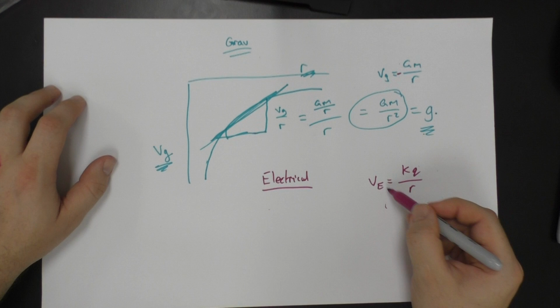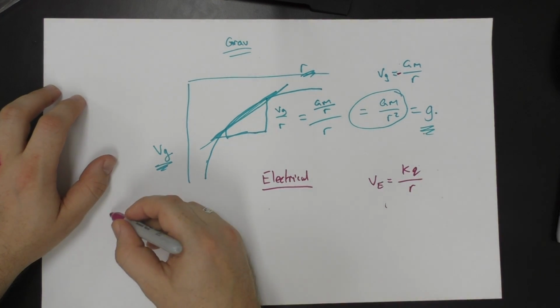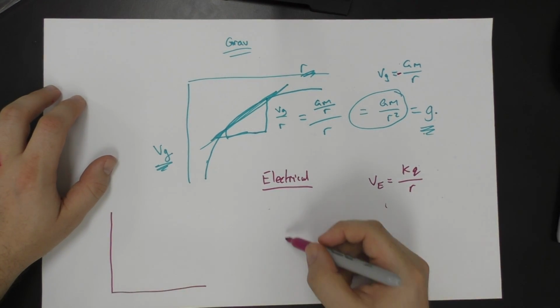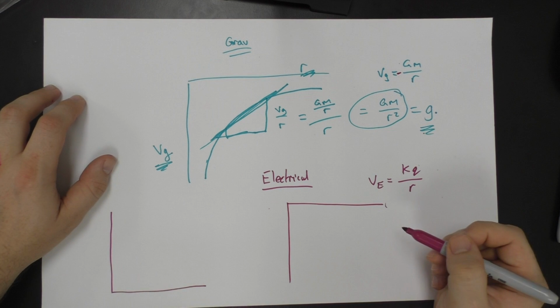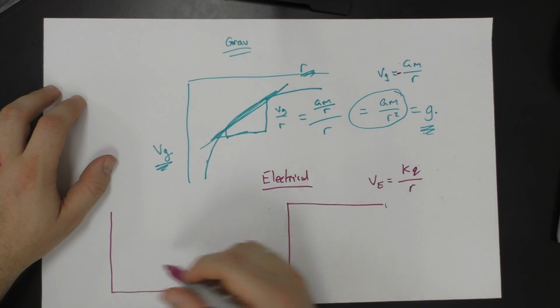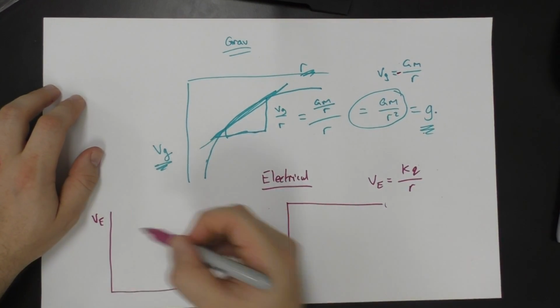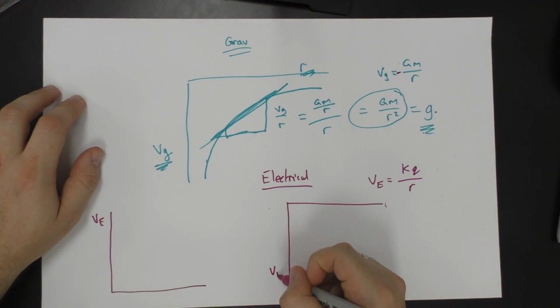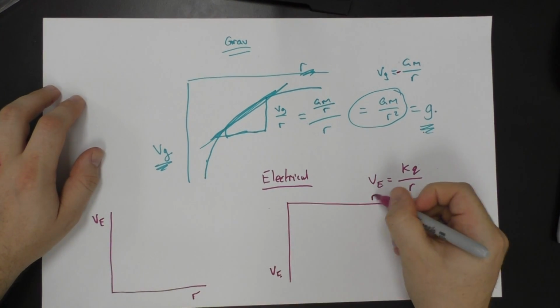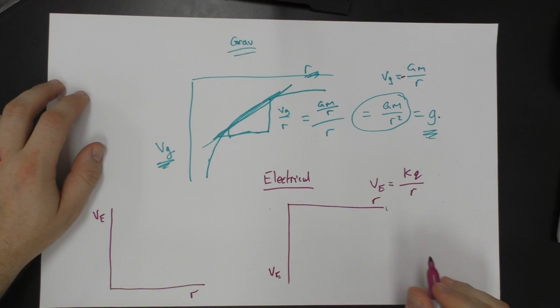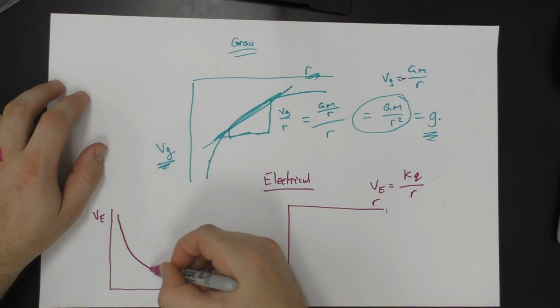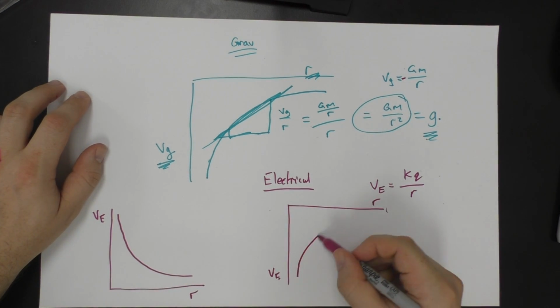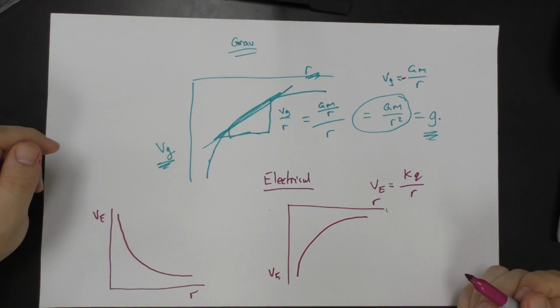Well, notice that this is positive this time. So that means actually we could have two graphs. So VE against radius. Notice that this would be still a curve, and so would this. But why have I got two different graphs?